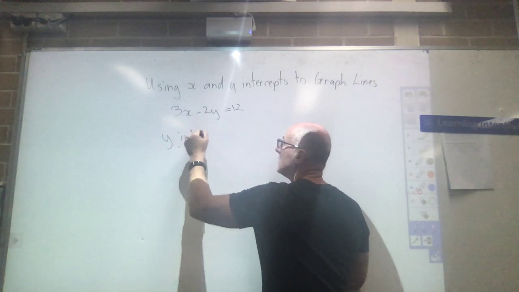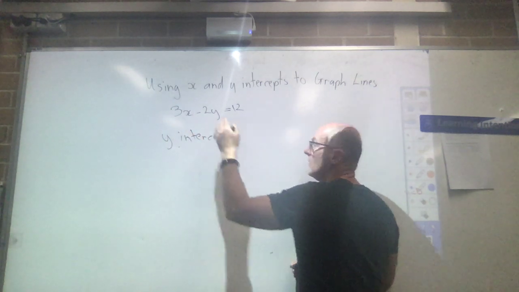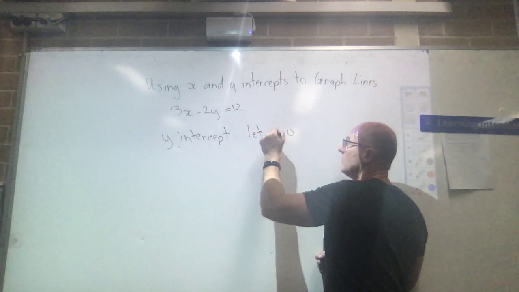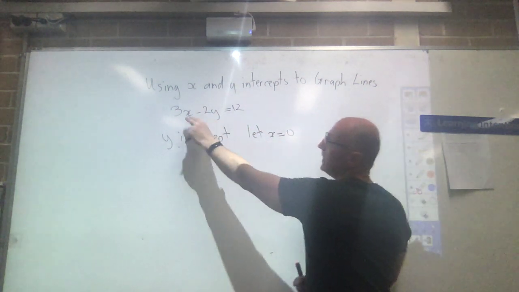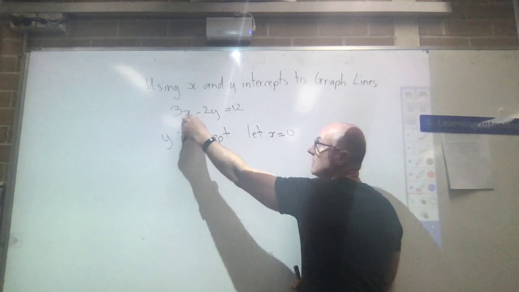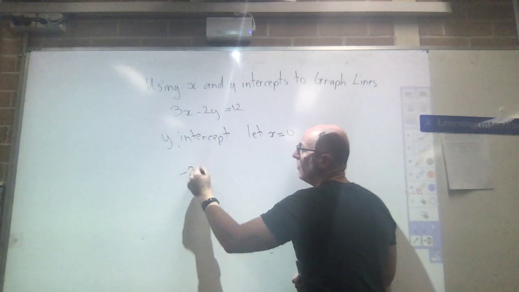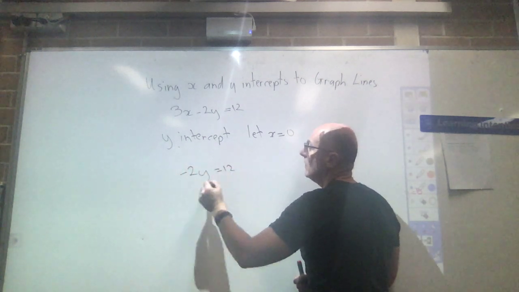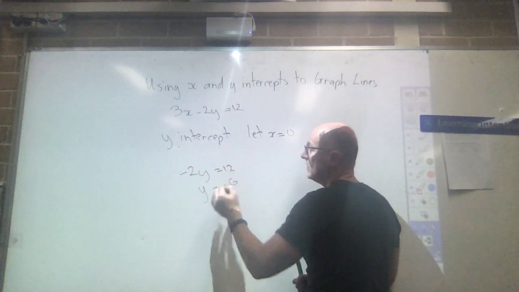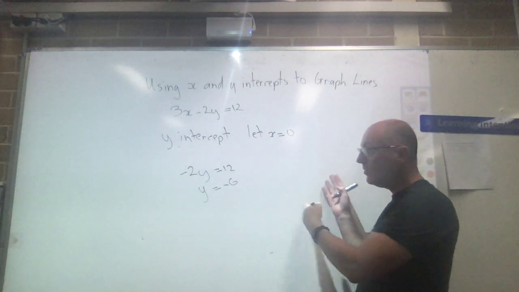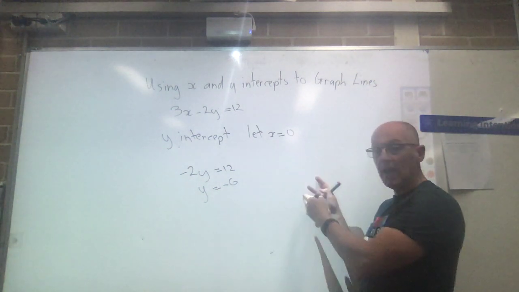Y-intercept. Everywhere along the y-axis, let x equal 0. So 3 lots of 0 is just 0, so that's gone, and we get minus 2y equals 12. Y is minus 6, which didn't take very long. We found one coordinate, but we need the other.